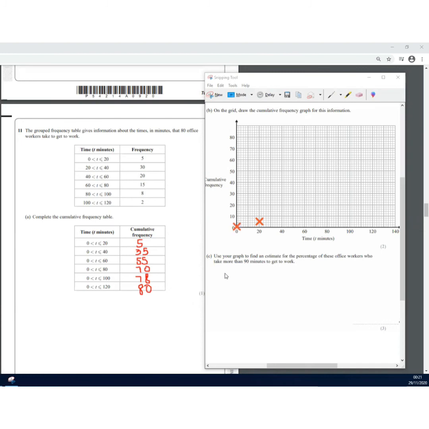So that will be the first initial point of the graph. Second, the cumulative frequency 35 goes along with the upper class boundary, which is 40. So 40 goes with 35, which will be somewhere up there. Then 60 goes with 55, which is somewhere up there. 80 goes with 70.